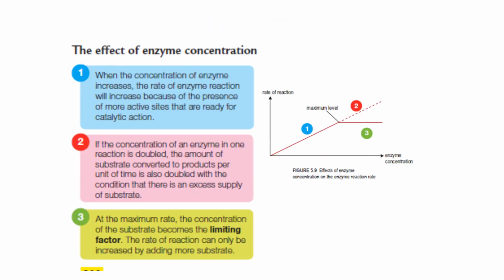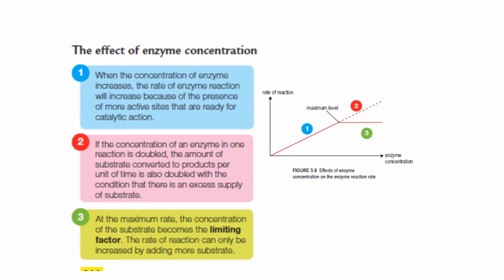The last factor that we will discuss is enzyme concentration. Refer to phase 1 in the graph. It shows that when the concentration of enzyme increases, the rate of enzyme reaction also increases. This is because the enzyme has active sites, so there are more active sites ready for catalytic action.